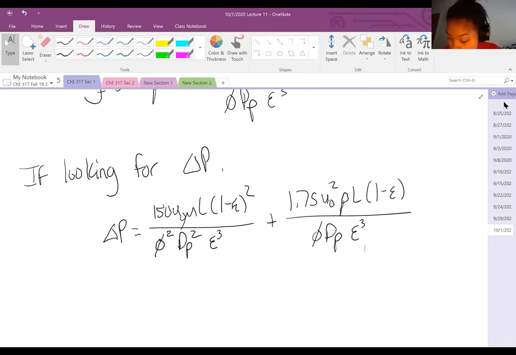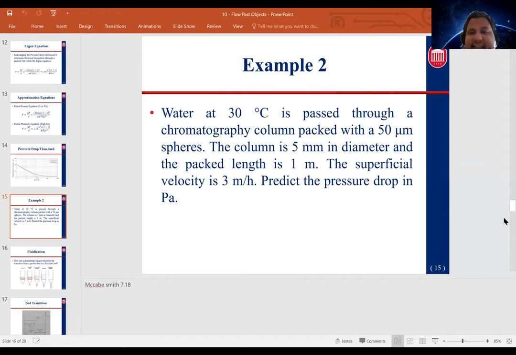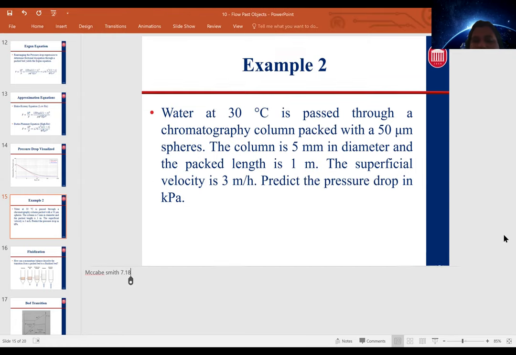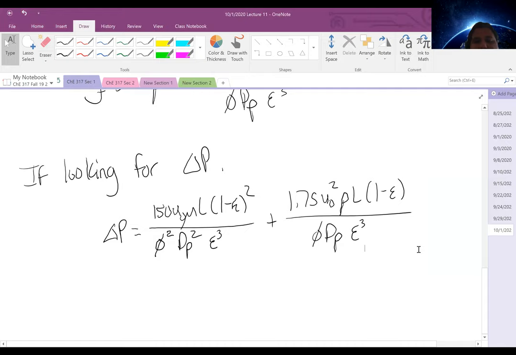Any other questions? All right, if not, then let's take a look at an example. So in this example, we have water at 30 degrees Celsius being passed through a chromatography column packed with 50 micron spheres. If the column is 5 millimeters in diameter and the packed length is 1 meter, given a superficial velocity of 3 meters per hour, estimate the pressure drop through the column in pascals or kilopascals. I think kilopascals actually ends up being a little easier. All right, so let's take a look at what we have and what we can do in this problem.